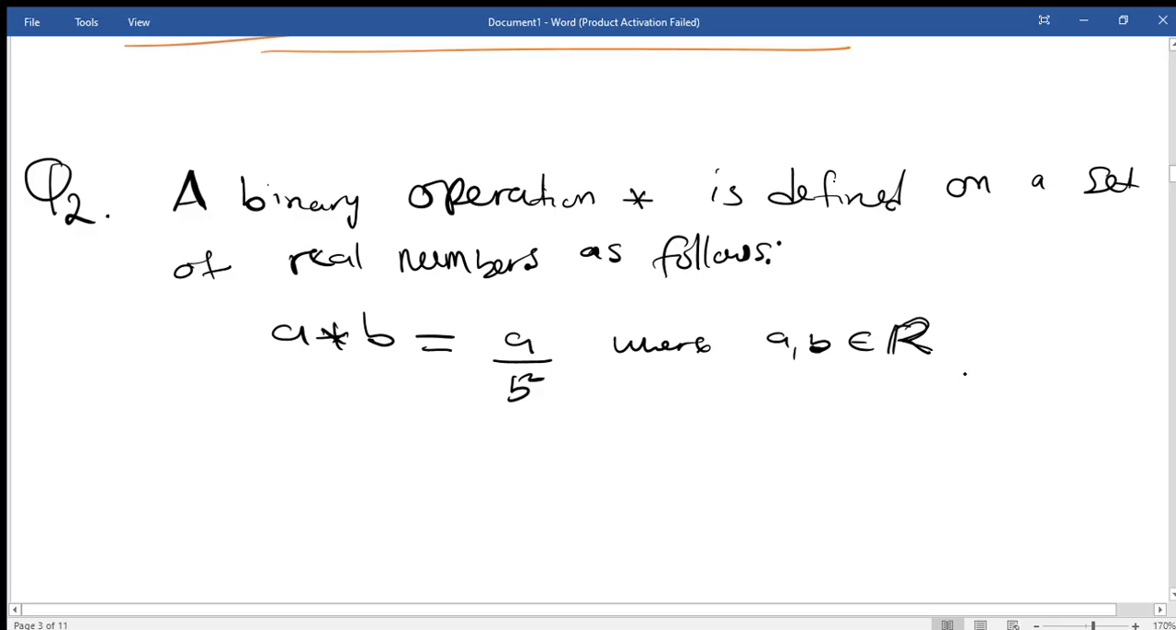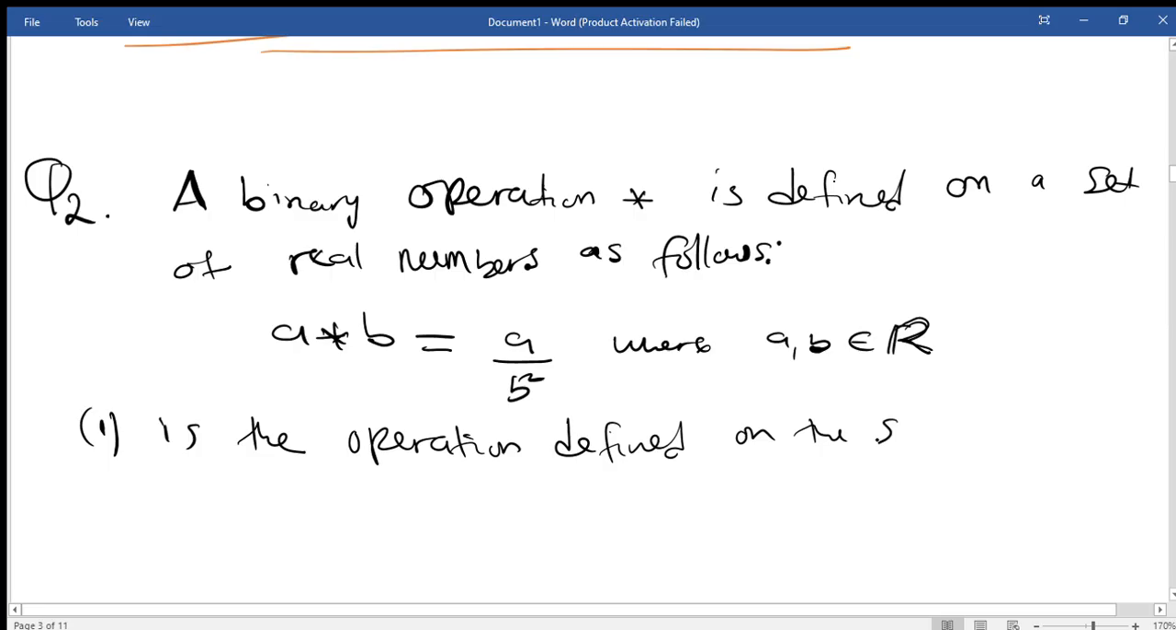So what is the question in this case? We are being told to say, number 1, is the operation defined on the set of real numbers? That's the question. And then you can also give a reason.